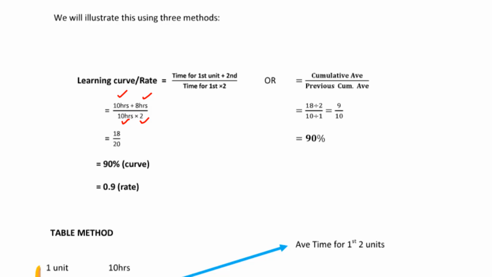Now, usually you would associate the word rate with a percentage, but not in this case. In this case, your rate is a decimal while the curve is a percentage. It is essential that you make that distinction.